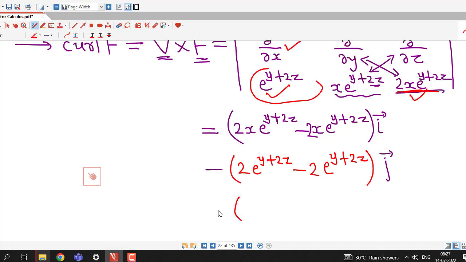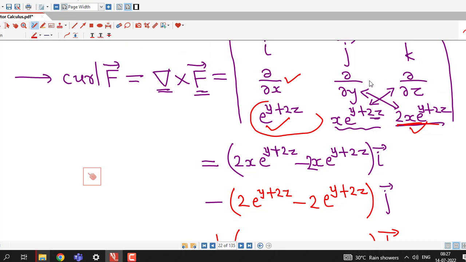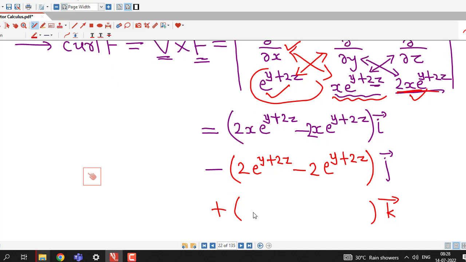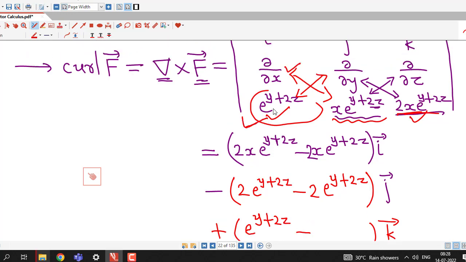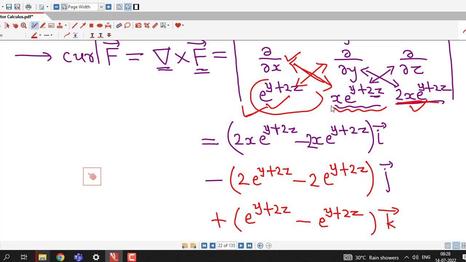And finally we have to consider this matrix whose determinant will be multiplied with k bar. So for k bar we consider determinant of this matrix. Partial derivative of x e raised to y plus 2z with respect to x. So e raised to y plus 2z is constant, minus derivative of e raised to y plus 2z with respect to y, which is e raised to y plus 2z. Here we have written first derivative of x e raised to y plus 2z with respect to x. So we consider e raised to y plus 2z as constant and derivative of x is 1, minus derivative of e raised to y plus 2z with respect to y, which is e raised to y plus 2z.